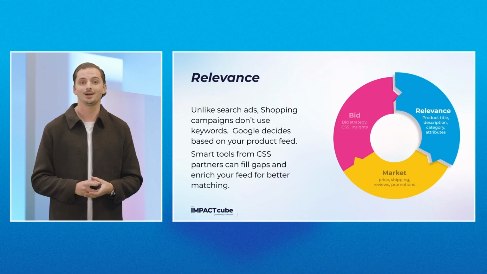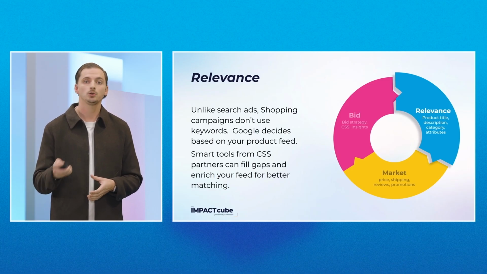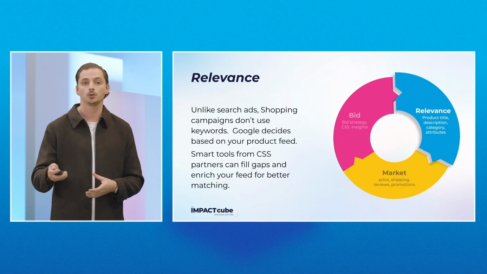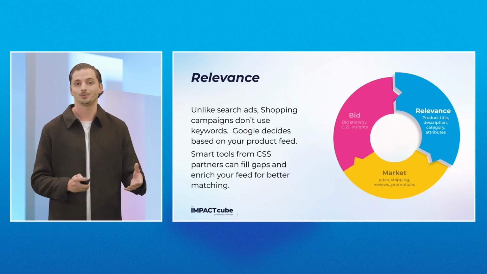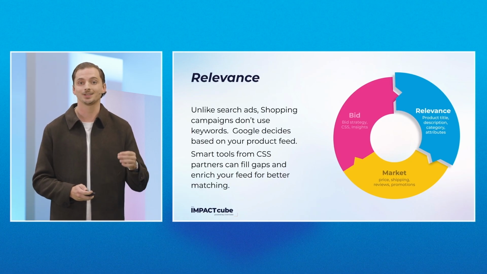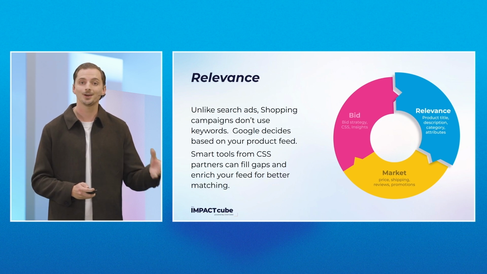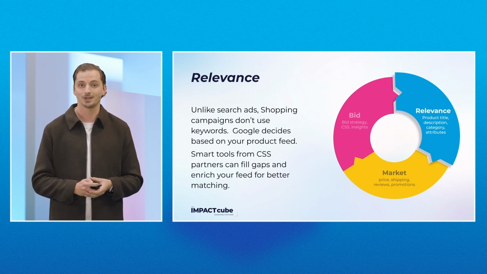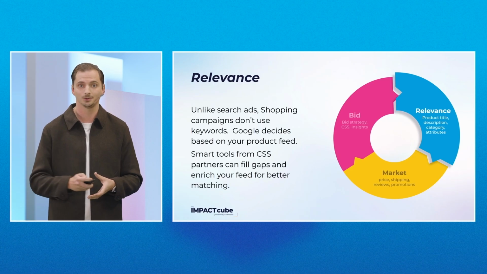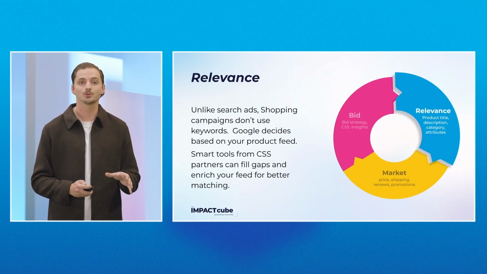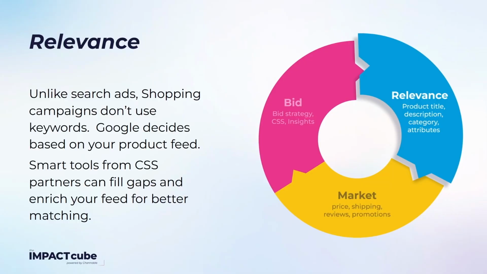The second area is relevance. For shopping campaigns, Google uses the keywords based on your product feed. So, optimize titles and descriptions by adding relevant keywords, categories and attributes such as color, size, or materials, and your product images. Smart tools from CSS partners can fill gaps and enrich your feed for better matching.